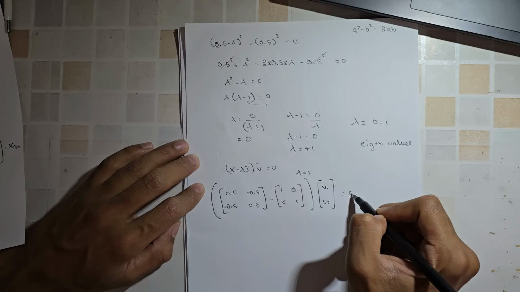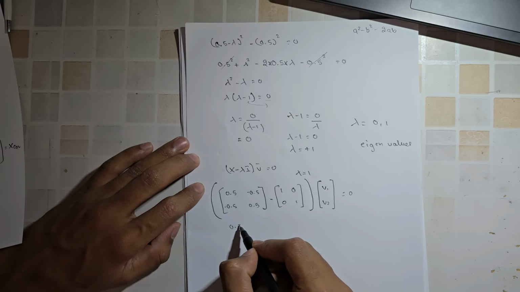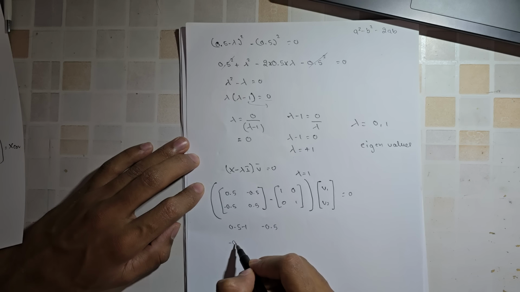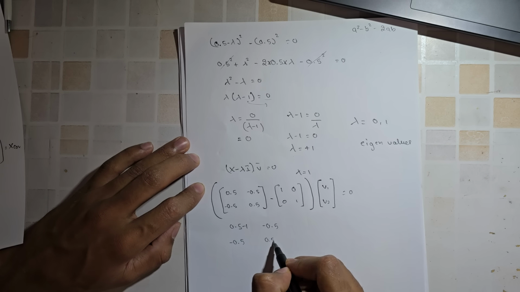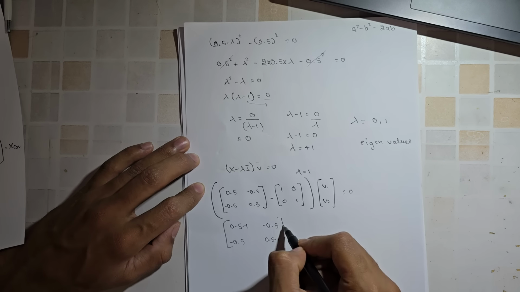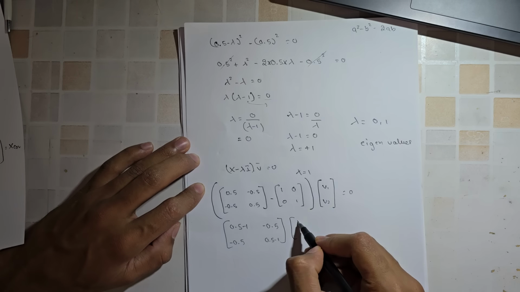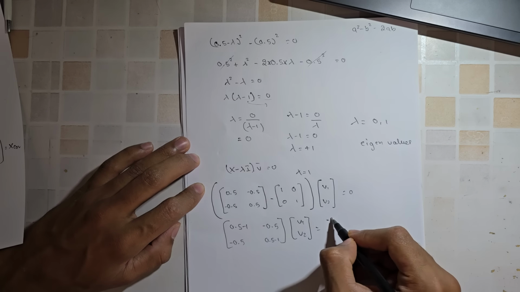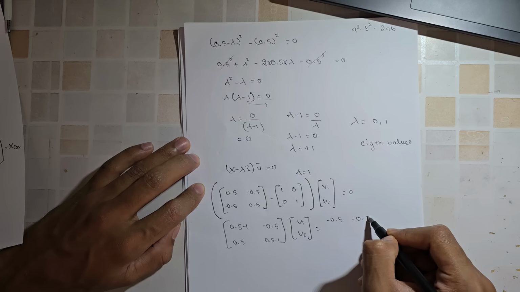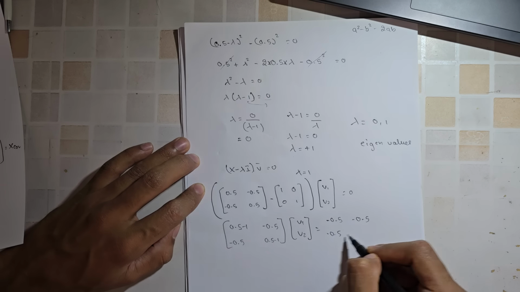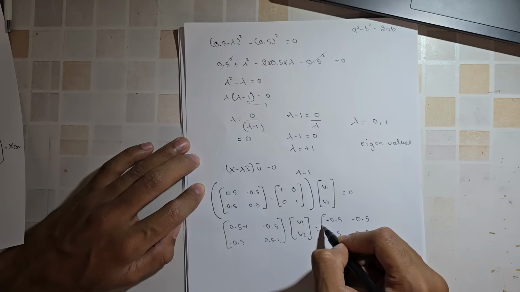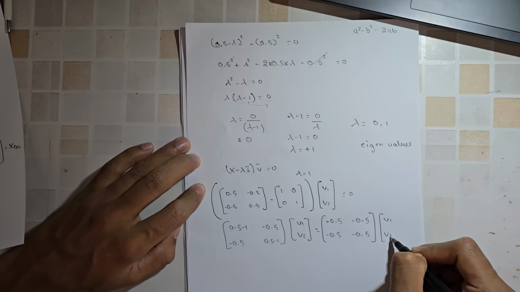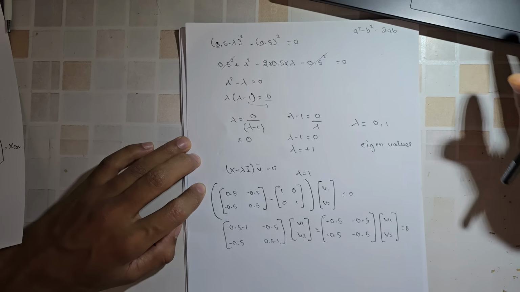What is this v1? We will see now. So it's simple, it is 0.5 minus 1 here, minus 0.5 as it is, minus 0.5 as it is here, 0.5 minus 1, into v1 v2. This is equals to 0.5 minus 1 is minus 0.5, so all the values will become minus, here minus 0.5, minus 0.5, minus 0.5, v1 v2 equals to 0.